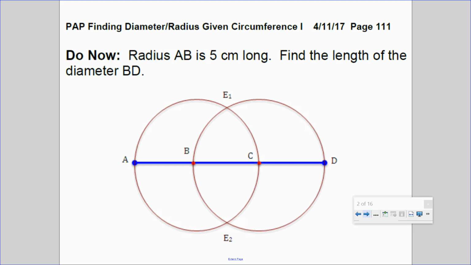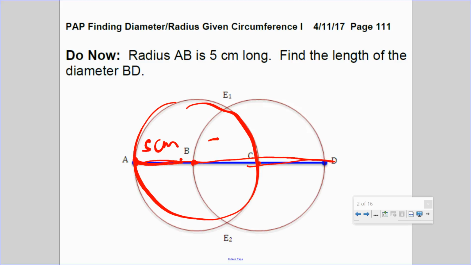So we have a circle right here. The radius AB is 5 centimeters long. Find the length of the diameter BD. We need to find the length of this. So if this is 5 centimeters, then this is 5 centimeters. So this must be 5 centimeters. So the diameter must be 10 centimeters.